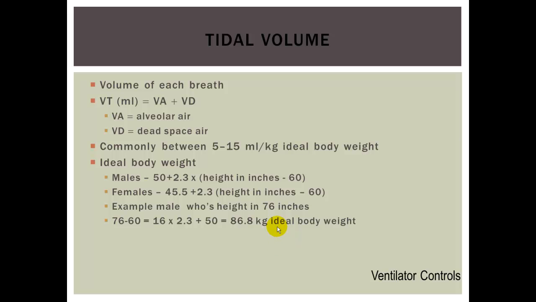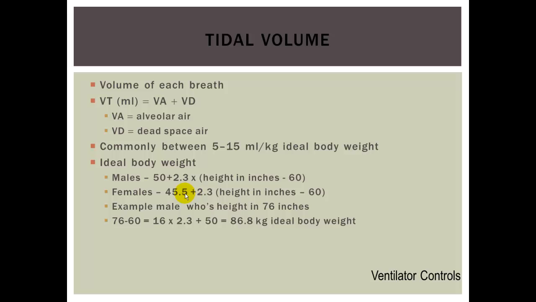Now, a lot of people have a problem figuring ideal body weight. The ideal body weight in males is figured by their height in inches minus 60, and we multiply that by 2.3, and then we add 50 to it. Now that's going to be their ideal body weight.